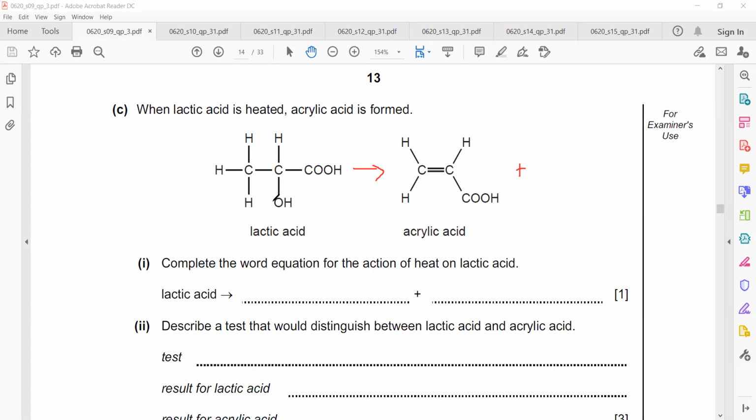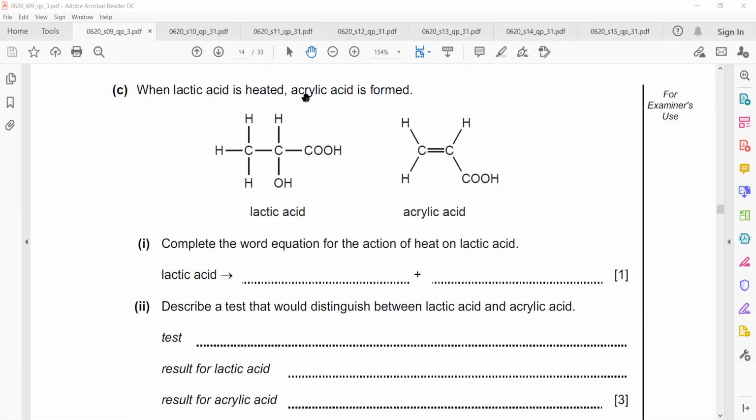Why is there water? Because you can see acrylic acid does not contain OH. So H and OH are being removed. When H and OH are removed, there should be H2O. And when they are removed, there will be a carbon-carbon double bond. So the word equation is lactic acid gives acrylic acid plus water, because H and OH are removed, so water will be there as a product.